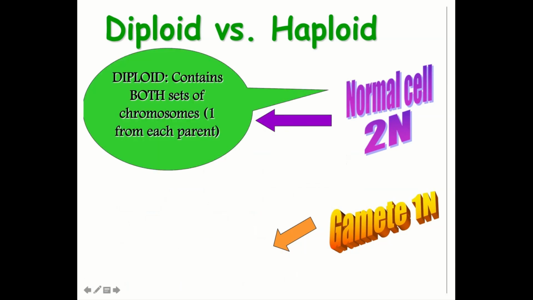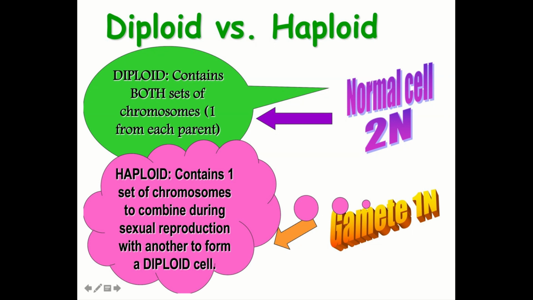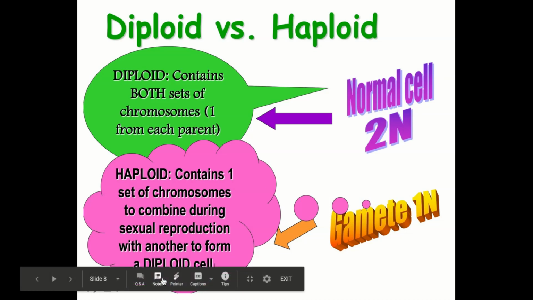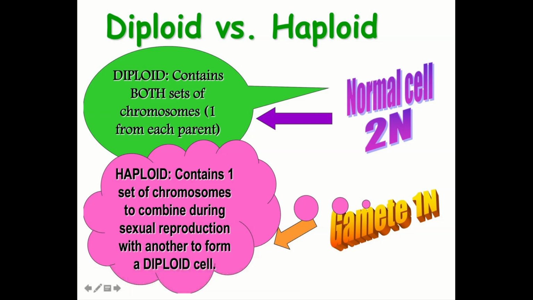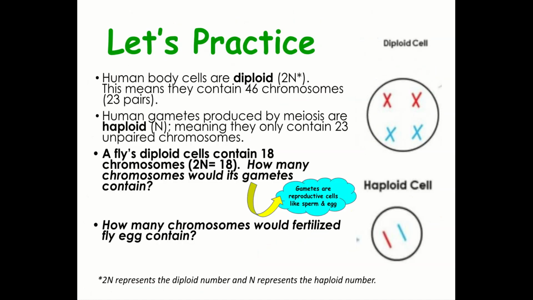So diploid cells contain both sets of chromosomes, one for each parent. Haploid cells contain one set of chromosomes, which combine during sexual reproduction to form another diploid cell. One other word I wanted to introduce is zygote. When the sperm fertilizes the egg, that fertilized egg is known as a zygote. Okay. And then a day after fertilization, it starts to divide, and that grows into an embryo and then a fetus, which develops in the womb of the mother.